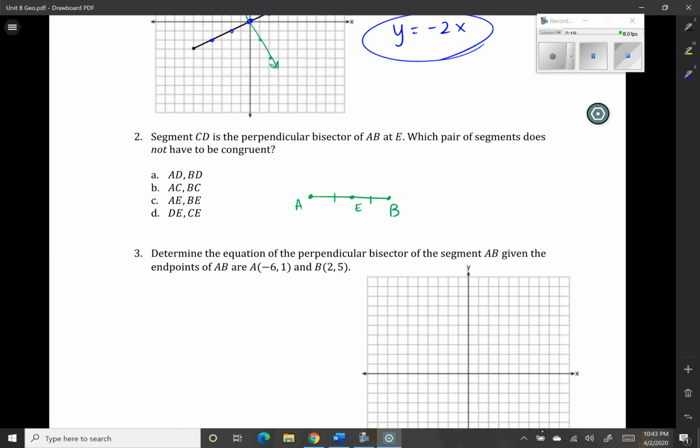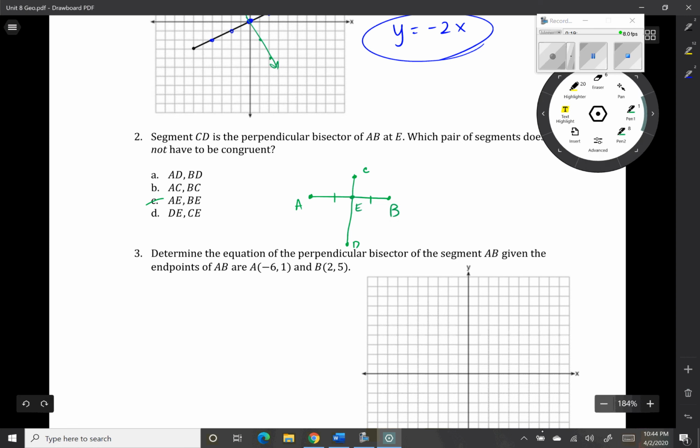Now it says, which pair of segments does not have to be congruent? I know AE and EB are congruent, so I'm going to find that one and cross that one off. I know those are the same size. Now the segment CD is what's doing the bisecting. So if I make C here and D way down here, this segment that I just drew in is bisecting the line. Notice I exaggerated the fact that C is closer to E than D is on purpose.